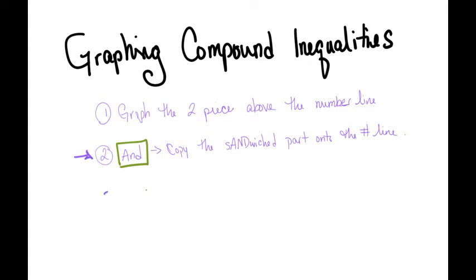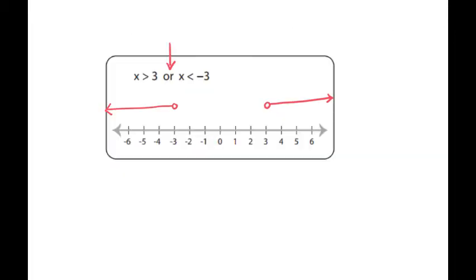For an or, we are going to copy the whole thing, which, if you remind yourselves, is when it was divorced, or going in opposite directions. So I've got a couple of examples. In this particular case, we have a problem which is an or.